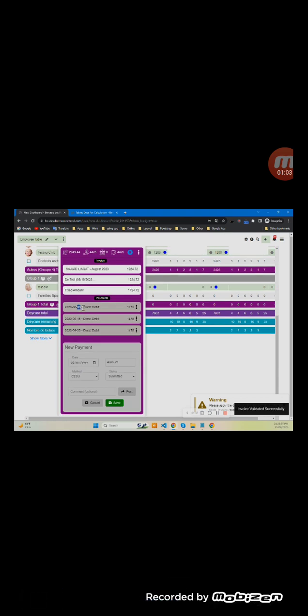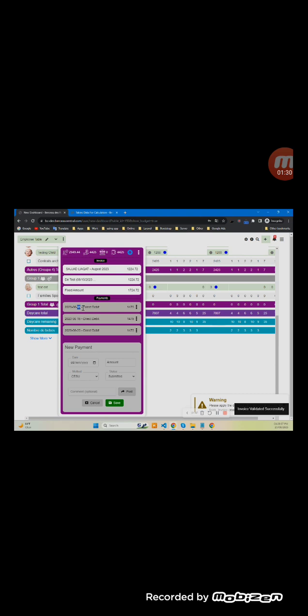And if you check the sum of the three payments, it is more. Each payment is 1,475. If you sum all three payments, it is more than the total invoice amount, which is 2,949, at the top left. So there should be only two payments.